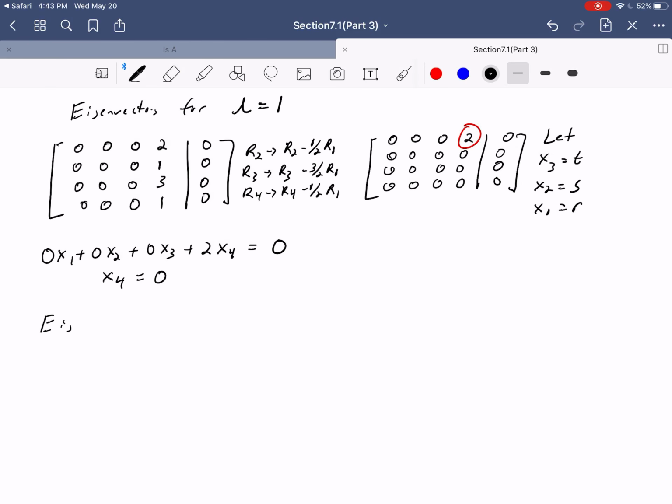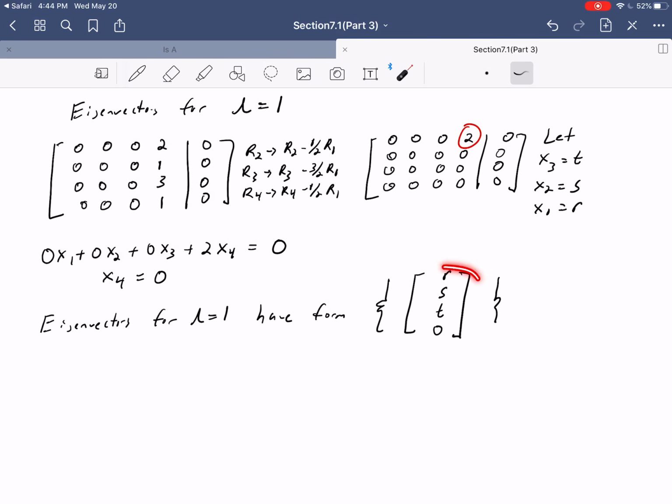So eigenvectors for lambda equals 1 have the form, well, what would they look like? They would look like r, s, t, 0. We have free choice of those first 3, and then x4 always has to be 0 here. So what this shows us is that the eigenvectors have 3 free parameters here.